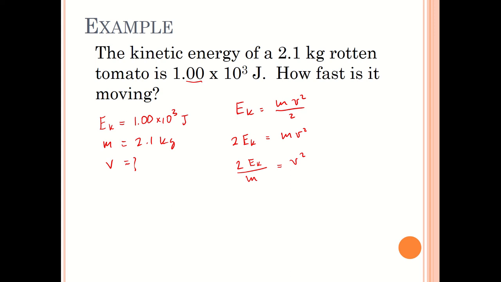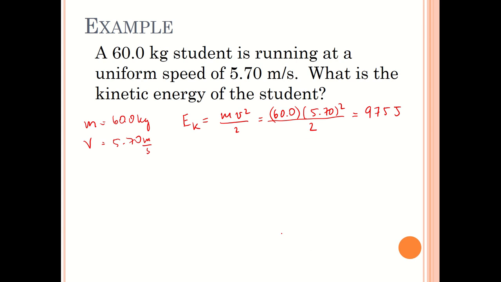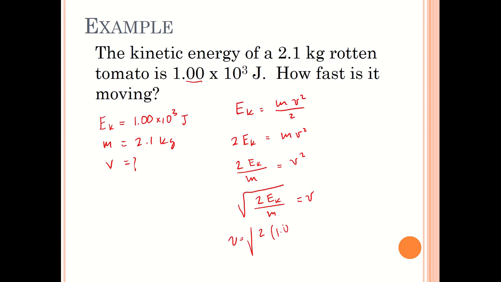And the final step is to take the square root on both sides. So which means we're going to end up with the square root of 2 E_k over m equal to our velocity. So the velocity in this case is going to equal the square root of 2 times 1.00 times 10 to the third over the mass, which is 2.1.